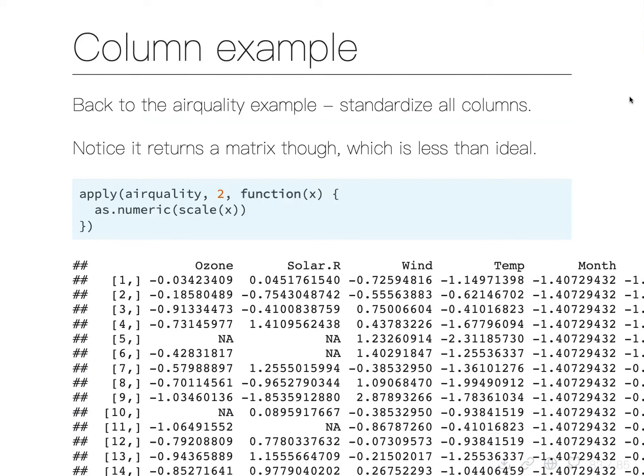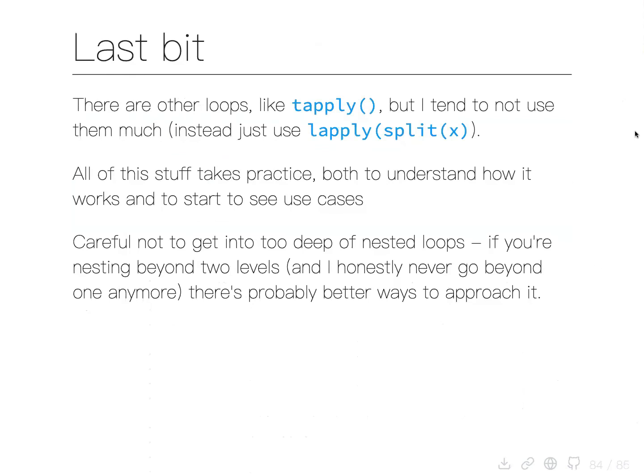And I'm applying this function x, where I'm just saying as.numeric scale x, okay? So it's going to scale x, and then it's going to call as.numeric on it, and we get this in return. Okay, there are also other loops like tapply. I don't think it's very important. It's the same as doing lapply split, okay? It can be a little less code, but it's also a little less clear what's going on.